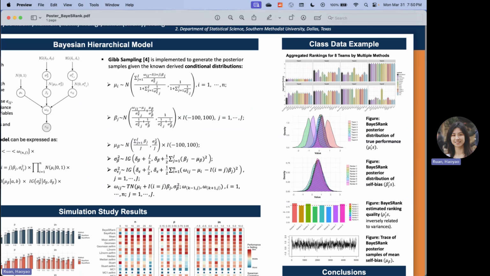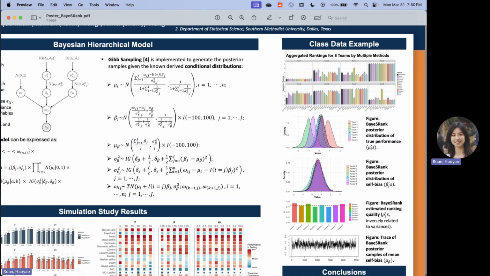The model also estimates self-bias for each ranker, which verifies that most teams have positive bias towards themselves. And we also find that students who perform better tend to rank others more accurately.